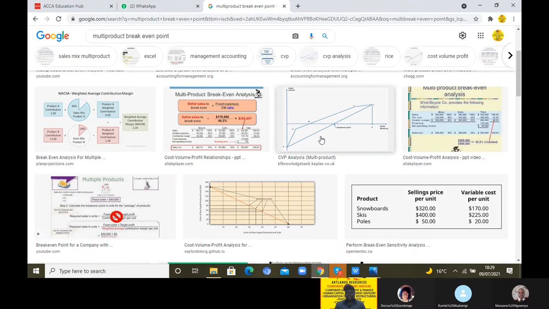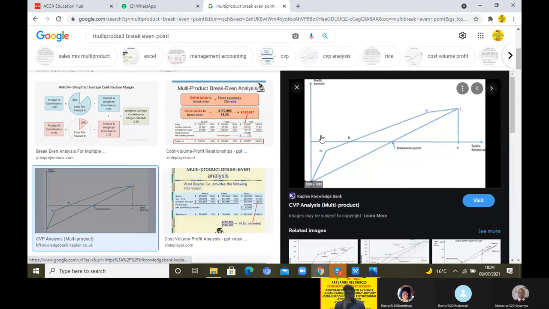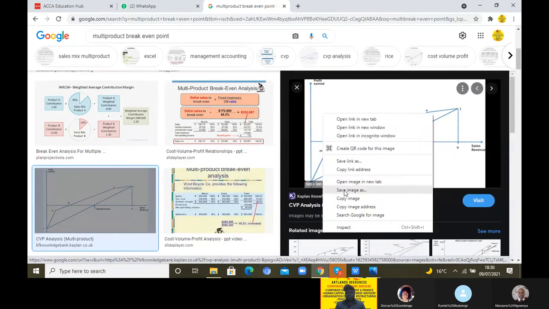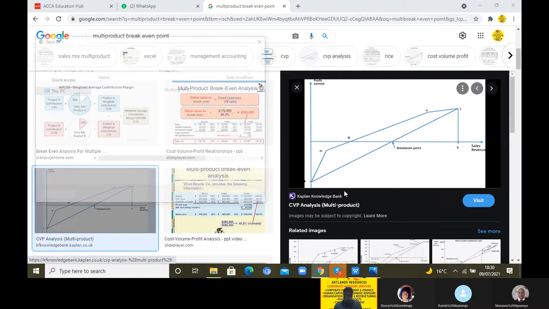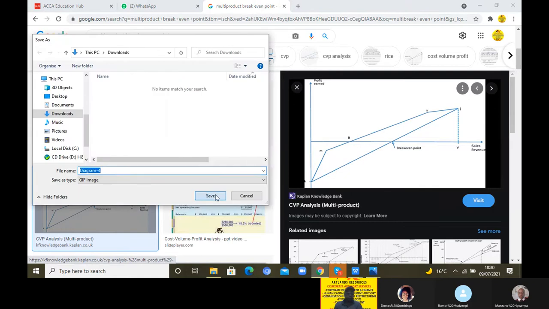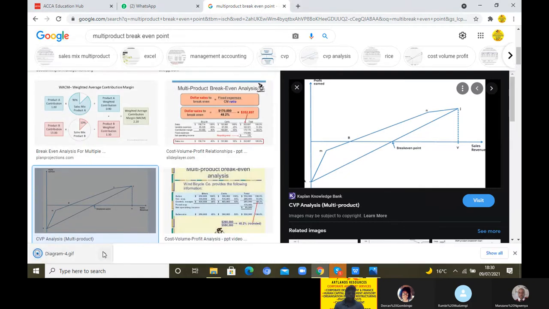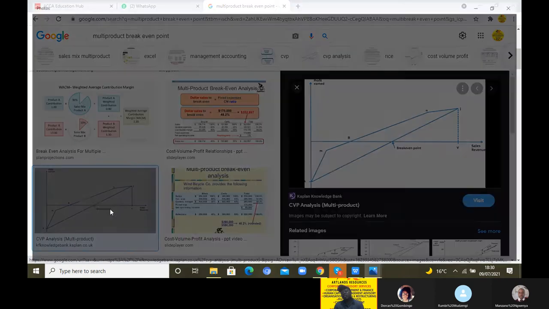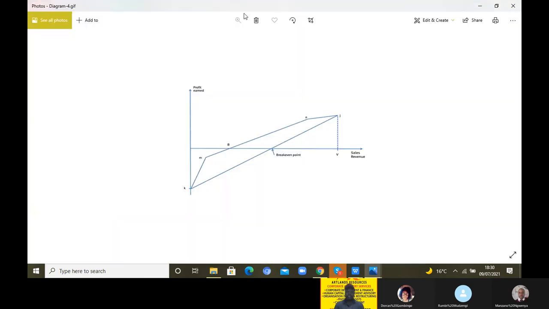Okay, I'm sure this diagram is connotations to what we are really talking about. Let me open it. All right, so here is how your multi-product break-even point looks. Unfortunately, I can't zoom it, but I trust you are able to see it. Here is what it looks like.